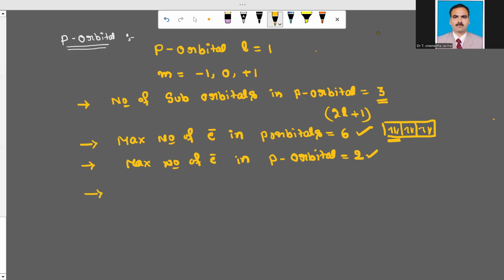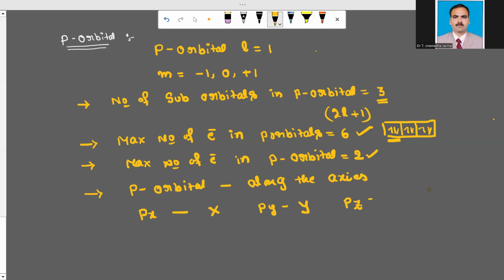In the p orbital, maximum electron density is concentrated along the axis. Px orbital electron density is concentrated on the x-axis. Py orbital electron density is concentrated on the y-axis. And the pz orbital, the electron density is concentrated on the z-axis.